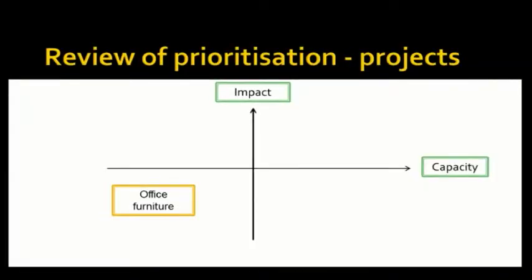And the final ones we put in what we call the low impact, low capacity ones are things like the office furniture. They're not going to make a massive difference at the end of the day, but they're probably worth having on the horizon should the opportunity come up. So we really just wanted to use this to get your minds clearly focused that it's best to use this process for looking at the project level.